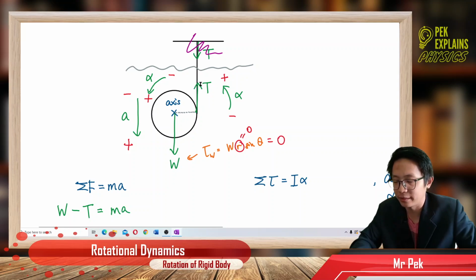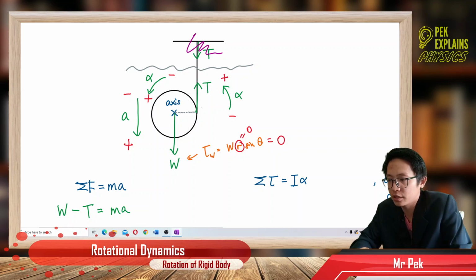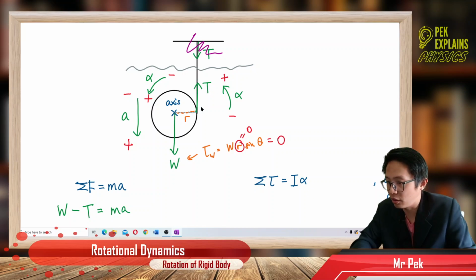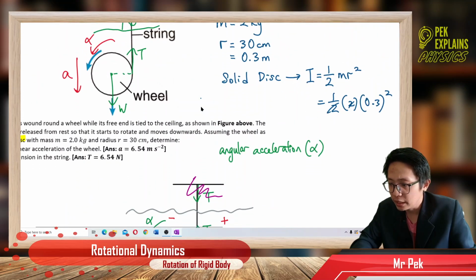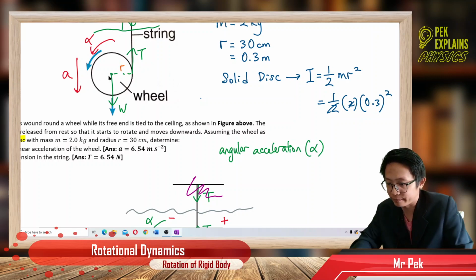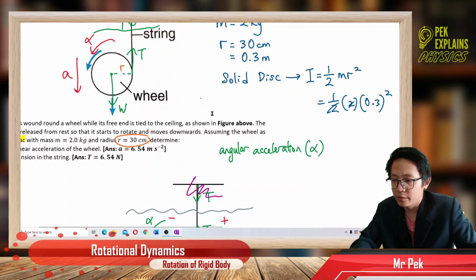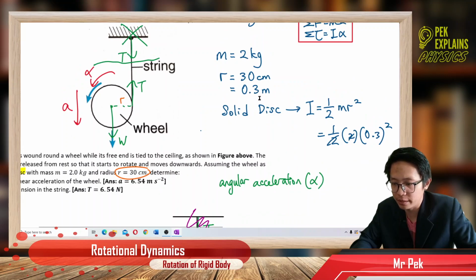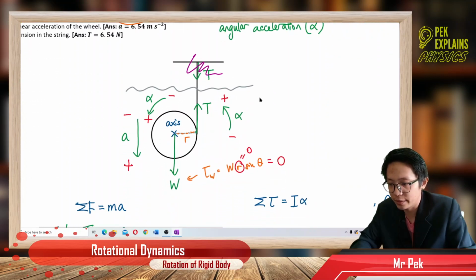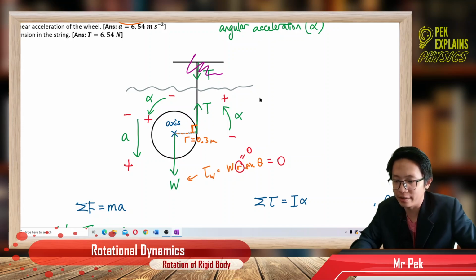Now, tension. Tension has torque. So how far is it from the axis of rotation? It is distance r, the radius of the wheel, which is 30 cm, 0.3 meter. So we can say this is 0.3 meter. And another thing, this is perpendicular, 90 degrees.